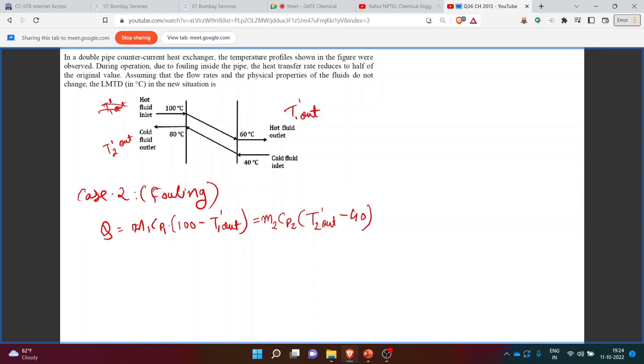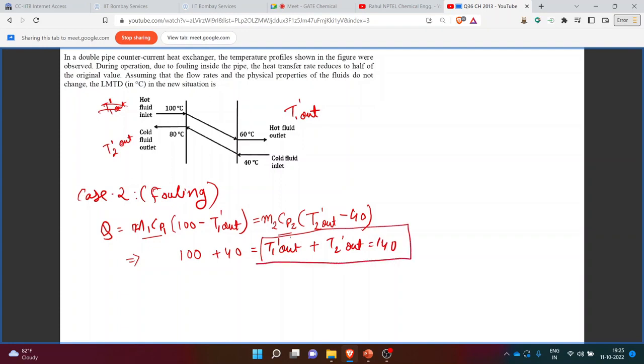From the earlier case we have M1 Cp1 is equal to M2 Cp2. From this we can get the relation between T1 out and T2 out. So 100 plus 40 is equal to T1 dash out plus T2 dash out, which is equal to 140.